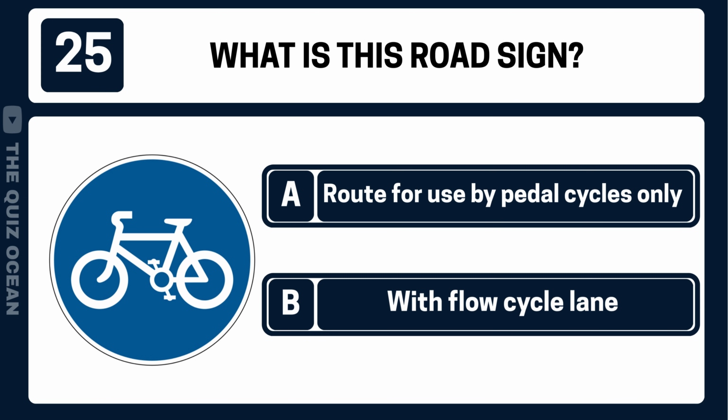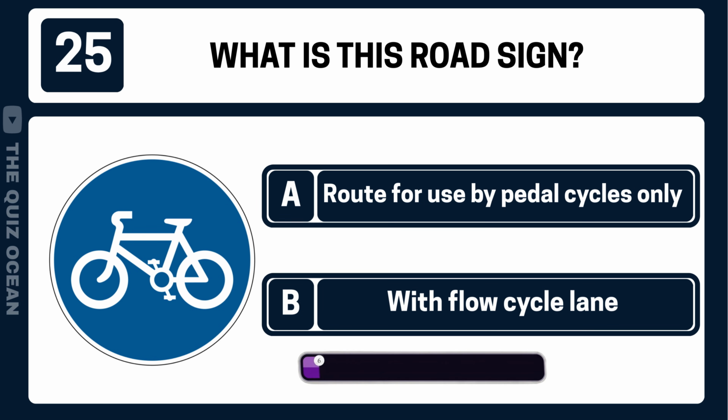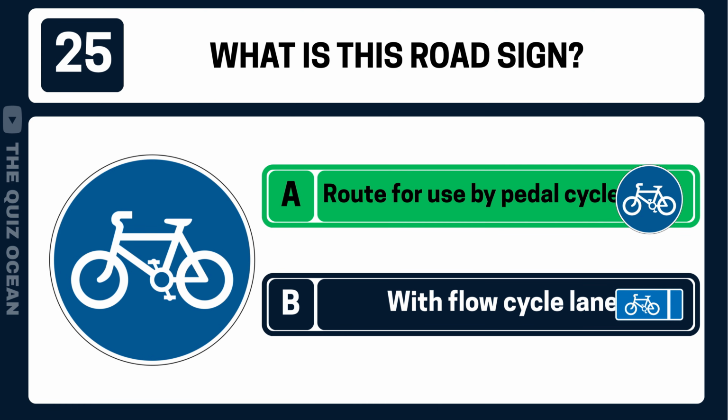What is this road sign? A. Route for use by pedal cycles only. B. With flow cycle lane. Excellent. This is a designated cycle-only route.